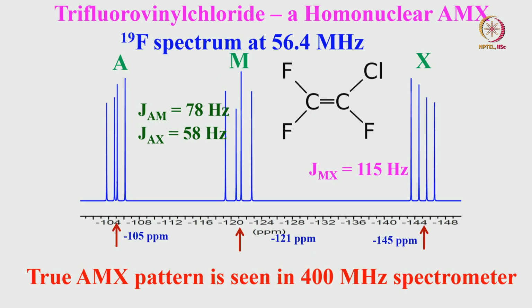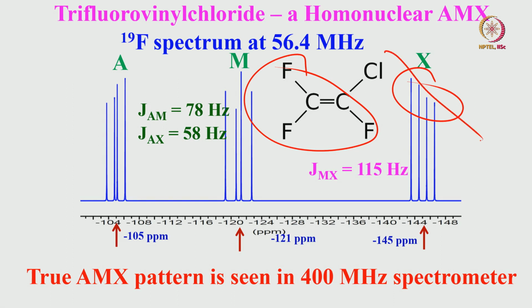Okay, look at this one. This is again trifluorovinyl chloride, beautiful AMX case. For all practical purposes, this is a fluorine NMR. You can see all the 3 are of equal intensity. In principle they should be, but there is some sort of deviation in the intensity.